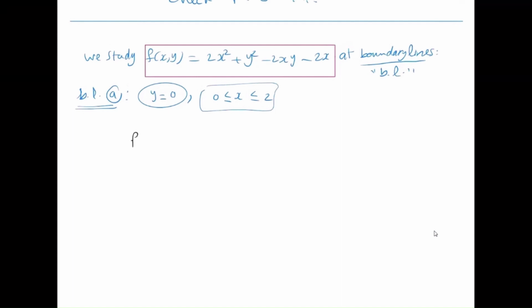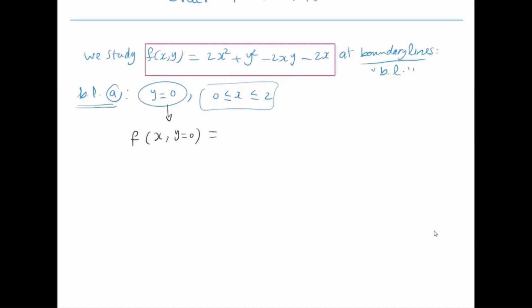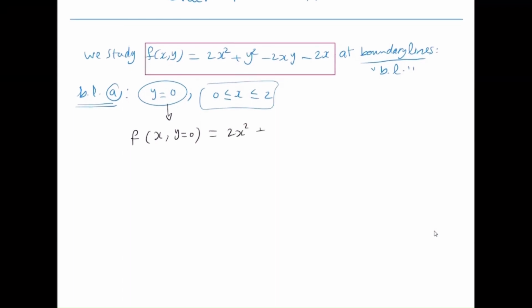So what to substitute for this? Substitute y equals 0, so x is the same and y is equal to 0. Plug in y equals 0 to get 2x squared plus 0 minus 0 minus 2x. So I get 2x squared minus 2x, which is a function of x only.